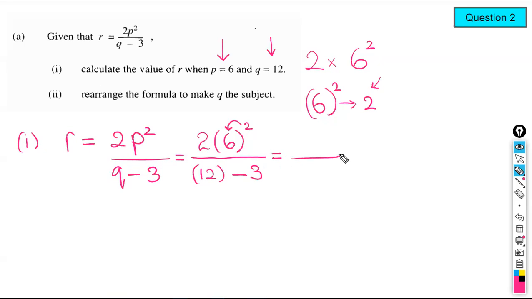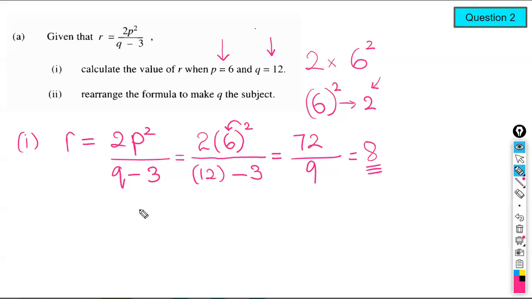So let's work this out. 6 squared is 36 multiplied by 2. I'm getting 72 on top. And 12 minus 3 is 9. 72 divided by 9 is 8. So if you got 8, congratulations. So stick to your basic rules, like BODMAS and whatnot. It's helpful.